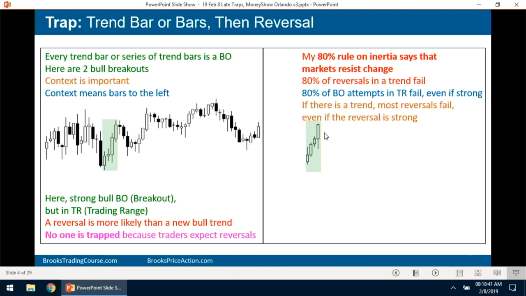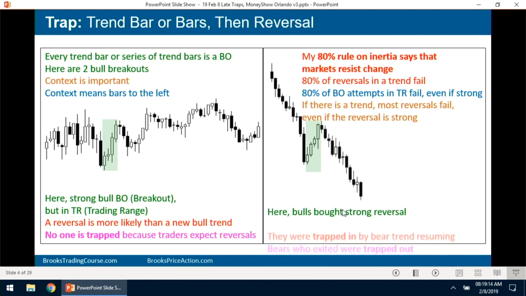On the other hand, take a look at this. Similar to this, 4 consecutive bull trend bars. However, what's different is what led up to this was a strong bear trend. My 80% rule is that 80% of the time, if you get a reversal, no matter how strong it is, the reversal is going to fail. This reversal is strong enough up so that when you look at it, you think there's going to be at least a second leg higher, right? And if you don't get that second leg higher, all the bulls who bought up here expecting a second leg are going to be trapped.